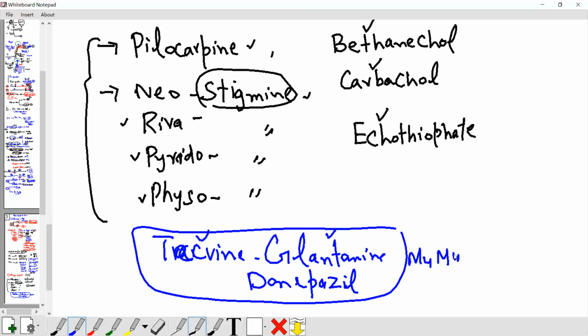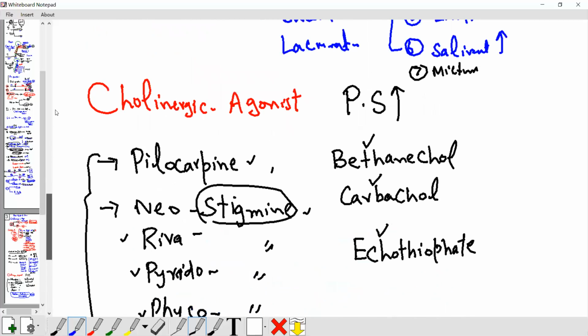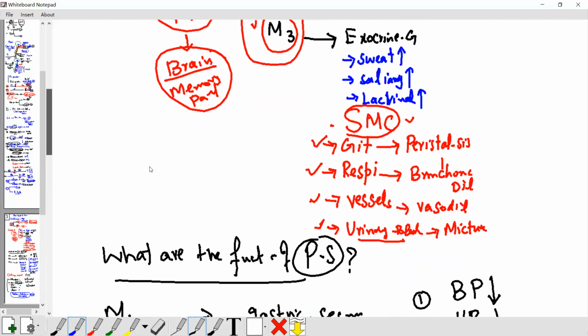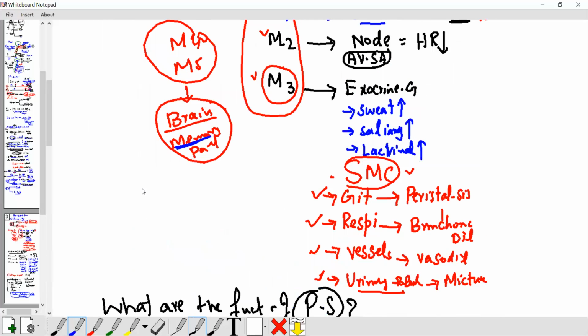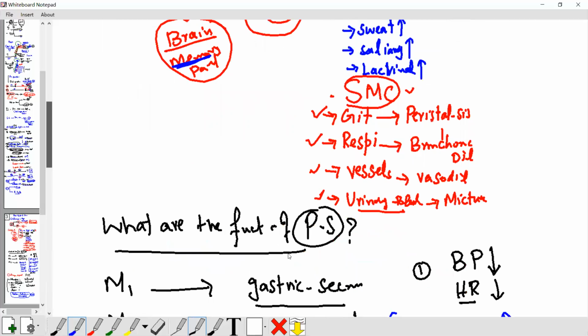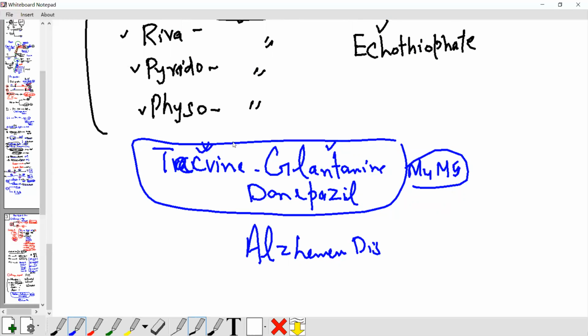Now you tell me, where do these drugs go in the brain? In the brain, M4 and M5 are present in the memory part. Is someone having memory loss? These drugs will help to increase memory. The very famous disease of memory is Alzheimer disease. These drugs are very useful in Alzheimer disease.